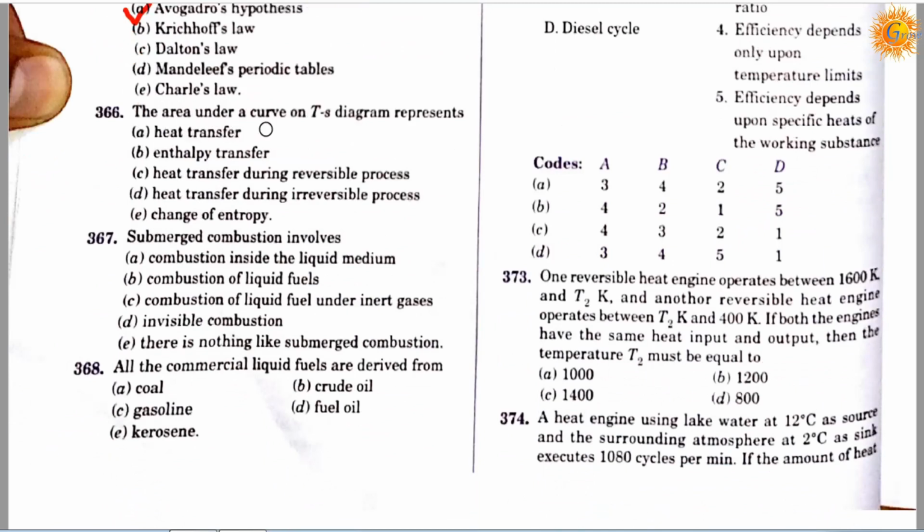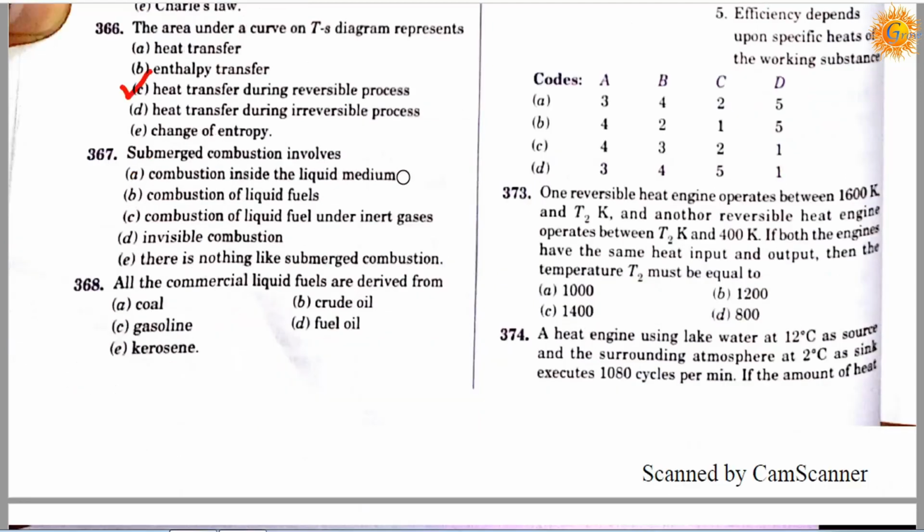Question number 366. The area under a curve on a TS diagram represents option A heat transfer, option B enthalpy transfer, option C heat transfer during reversible processes, option D heat transfer during irreversible processes, option E is a change of entropy. So the correct answer is C, heat transfer during reversible processes.